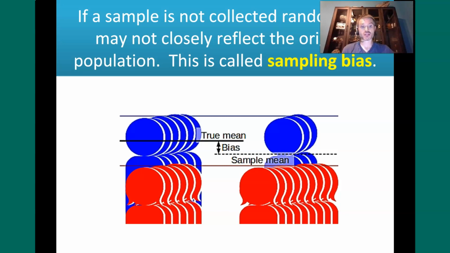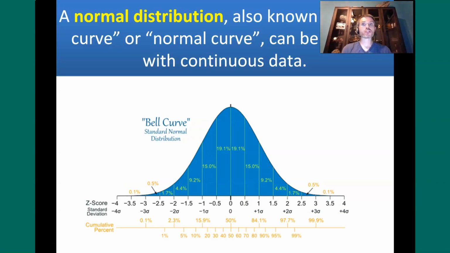A normal distribution, also known as a bell curve or normal curve, occurs when our data is continuous. So as I mentioned before, human height is a continuous curve. Some people in the population are really short. Some people of the population are really tall. However, on average, most of us are kind of in the middle of the bell curve.